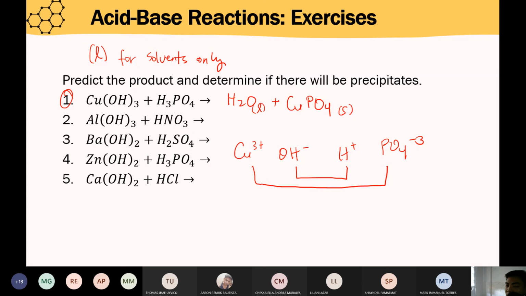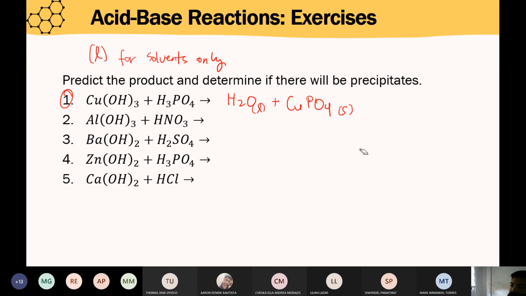Water is a solvent. Yan yung ginagamit pantunaw. So, you write L doon. Again, kapag precipitation, letter S. Kapag acid-base, letter L yung ilalagay for water. And again, just to reiterate, hindi naman necessary na may precipitate na. Meron man yan o wala, okay lang as long as you form water.